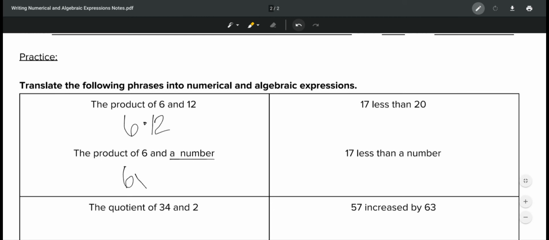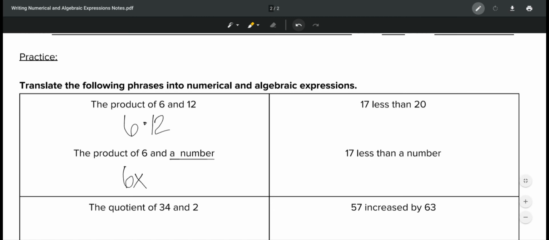That means a variable, so I'm just going to put X. 6X means 6 times X. Since it doesn't tell you a specific letter to use, you could use Y, W, M, L, Q, whatever letter you really want to use. Moving on to the next one.